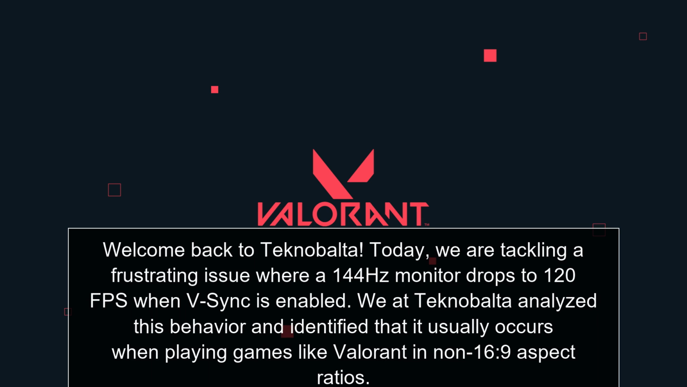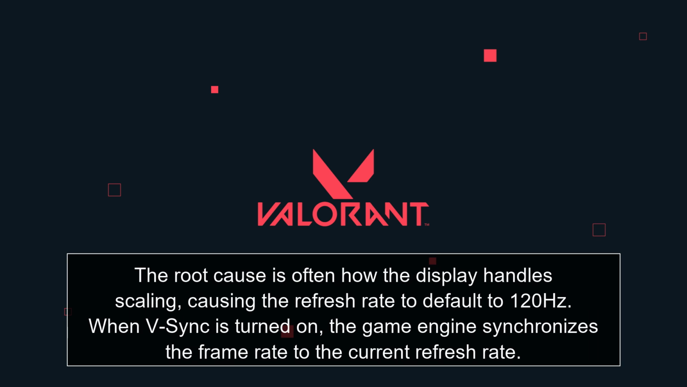Welcome back to Teknobalta. Today, we are tackling a frustrating issue where a 144 Hz monitor drops to 120 FPS when VSYNC is enabled, specifically in non-native resolutions. We at Teknobalta analyzed this behavior and identified that it usually occurs when playing games like Valorant in aspect ratios other than 16:9. The root cause is often how the display handles scaling for non-native resolutions, causing the refresh rate to default to a lower value like 120 Hz.